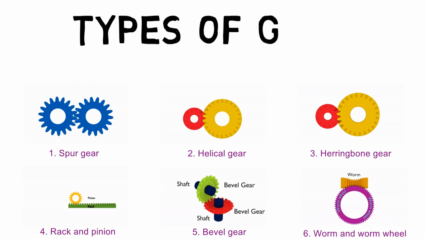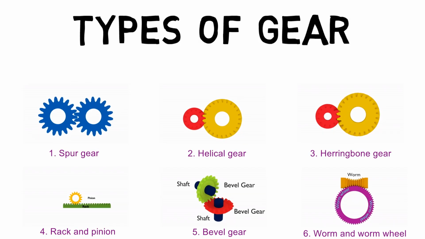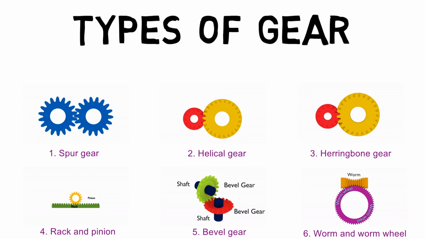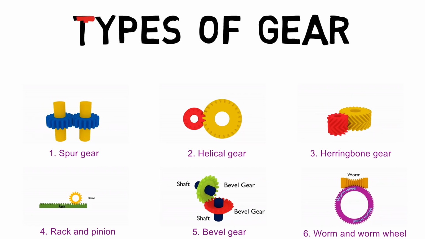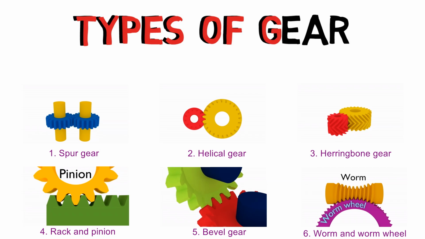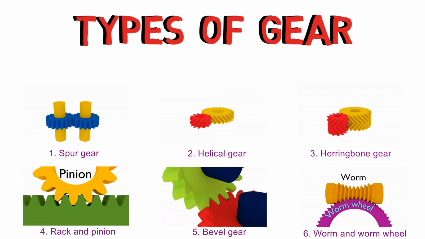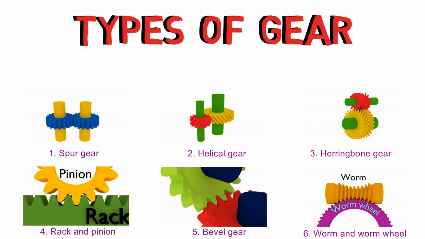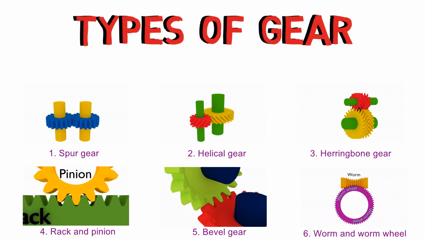Gear is a crucial element of power transmission. We find gears from clocks to aeroplanes. In today's video, I'll be talking about different types of gears with their advantages, disadvantages and applications. So let's begin.